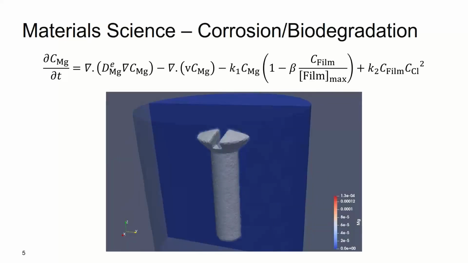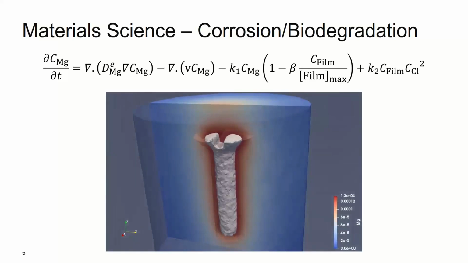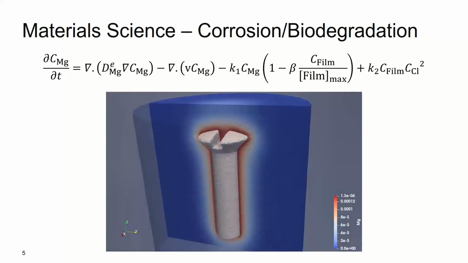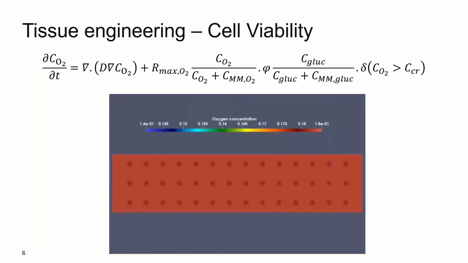The next example is for material science, where we have the corrosion and biodegradation model as a set of differential equations. I will show you more about this topic later on. But as you can see, we can have the diffusion, reaction, convection equations being modeled. And when we solve this equation, we can have simulation results like this. This shows the release of material and the surface of the implant degrading.